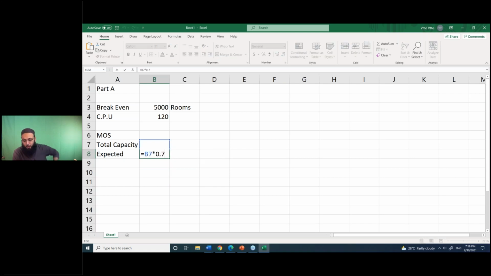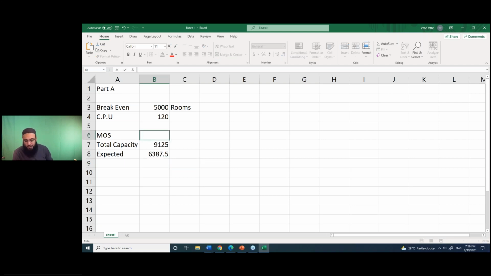You can see the calculations. It's very simple, straightforward. 9125, so 365 into 25, and this is basically 70% of that. So done. So this is the expected one. Now I can assume this to be the budgeted, which I can achieve.